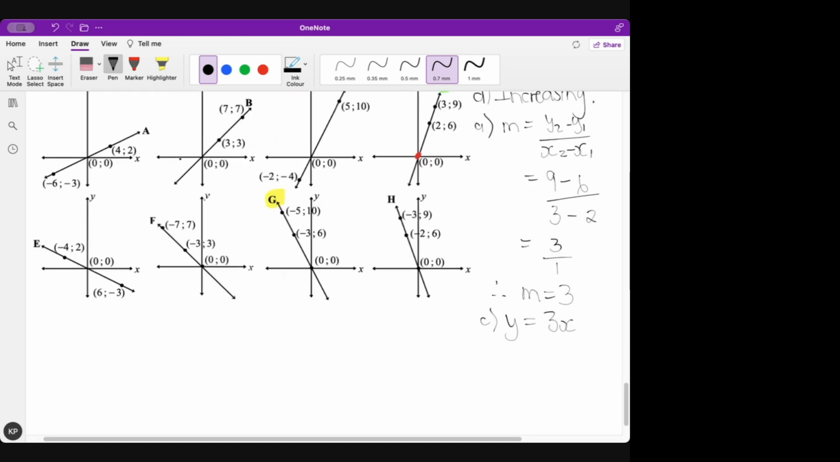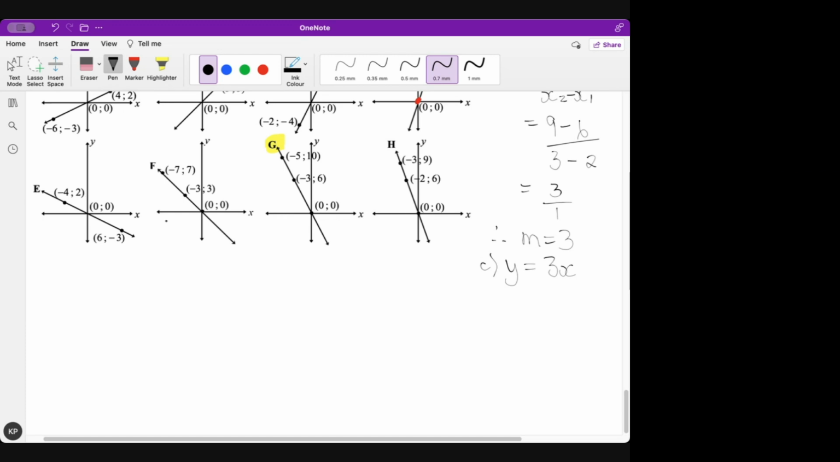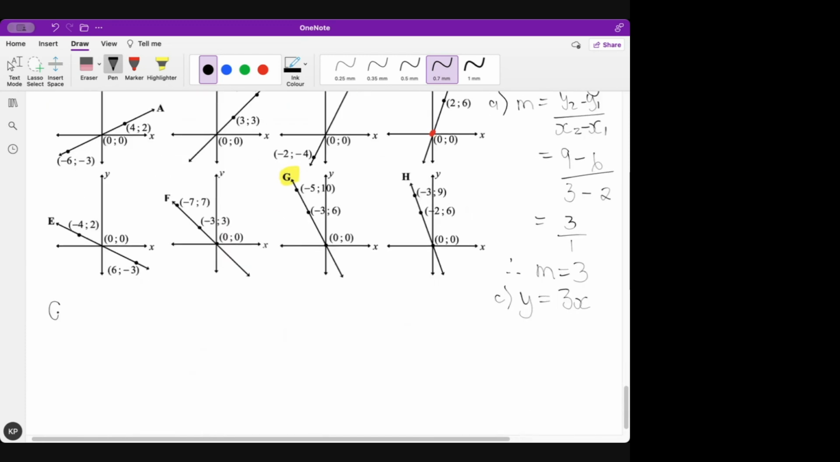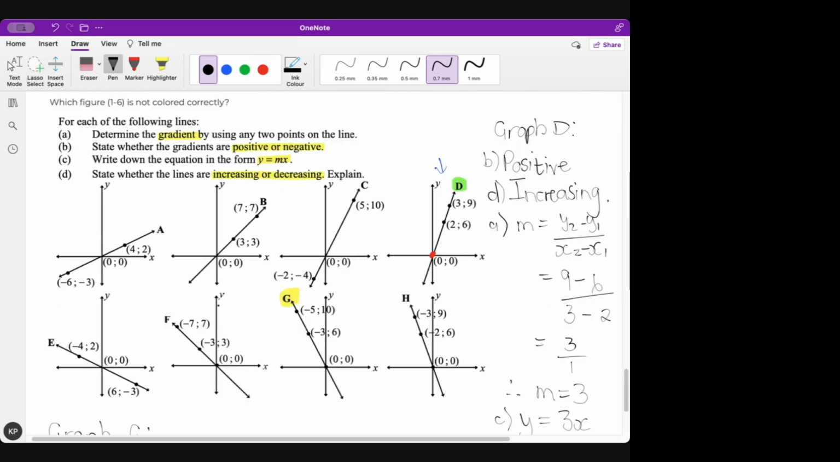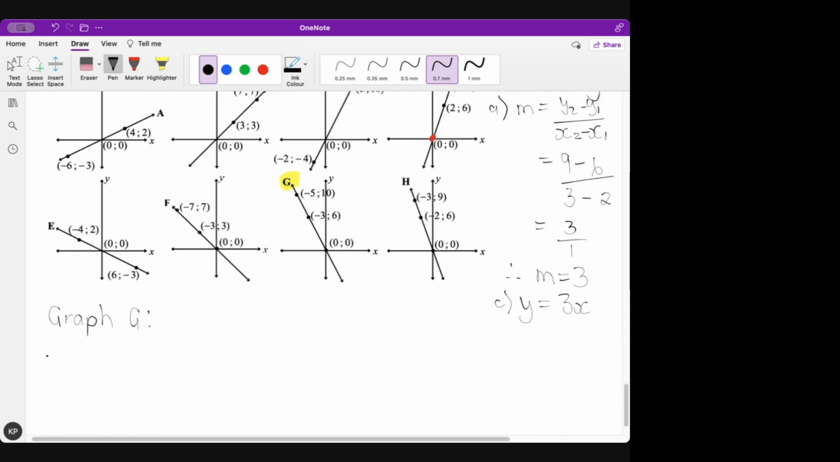All right, let's do G. Okay, firstly, is the gradient going to be positive or negative? Will the gradient be positive or negative? For G, it'll be negative. And why is that? Because it's a decreasing graph. Great. Let's look for the gradient.